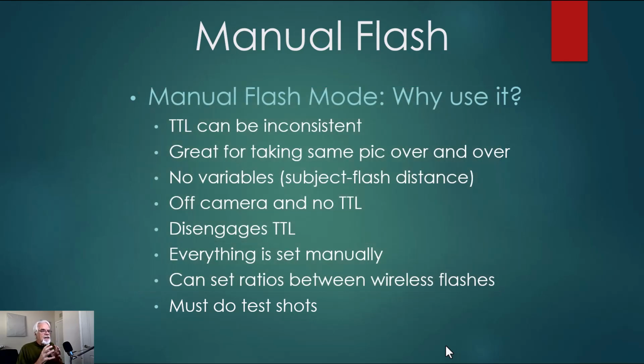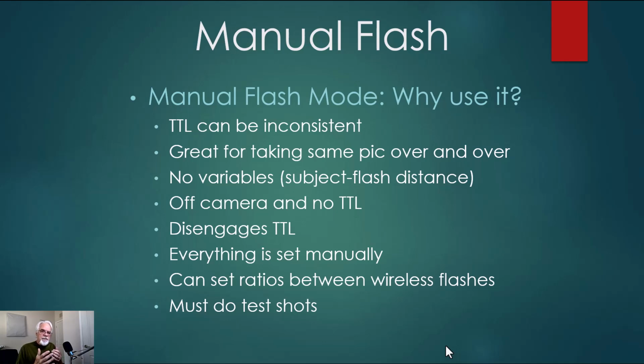When you've got manual flash going on, there are no variables. Again, I just mentioned the subject to flash distance. As long as the subject doesn't move, this works great. You can also get the flash off the camera, and that's actually how I use manual flash. I don't use it on the camera. When I have it on the camera, I'm using TTL. When I have it off the camera and I'm taking that portrait in the park, I, for the most part, have it set to manual flash.